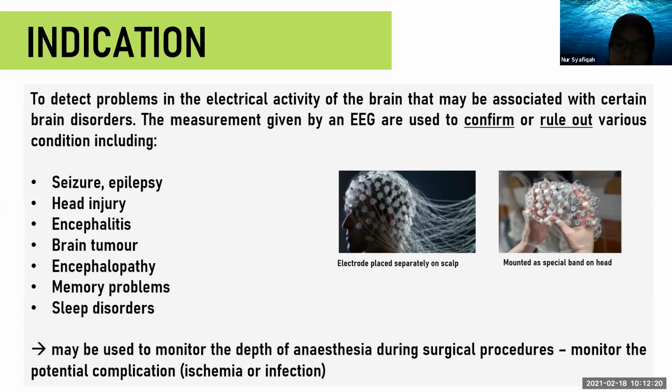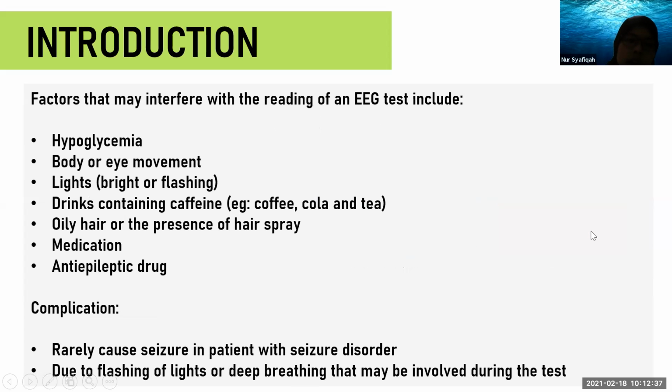So basically, we have two types of electrode placement for EEG, where the first one is where the electrodes are placed separately on the scalp, and the other one is that the electrodes are mounted on a special band on the head. Next, there are factors that may interfere with the reading of EEG tests, which include hypoglycemia, body or eye movement, light, drinking beverages that contain caffeine, such as coffee, cola, and tea, oily hair, or the presence of hairspray, medication, and also anti-epileptic drugs given in high dose.